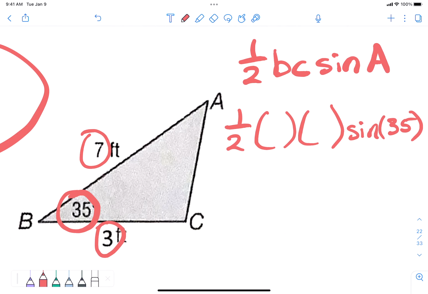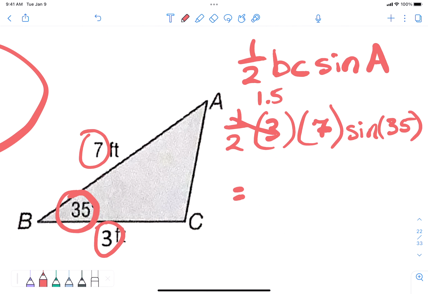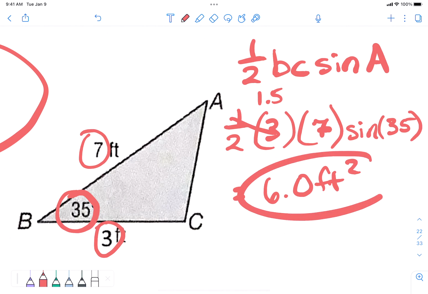The 3. If one of those was an even number, I would put that one first because half of it would be nice. But half of 3 and half of 7, they're both odd numbers, so it doesn't really matter. Half of 3 is 1.5. 1.5 of 7 is really gross. Just type all that in. 1.5 times 7 times sine of 35. 6.0, and that is in feet squared because we're doing area.